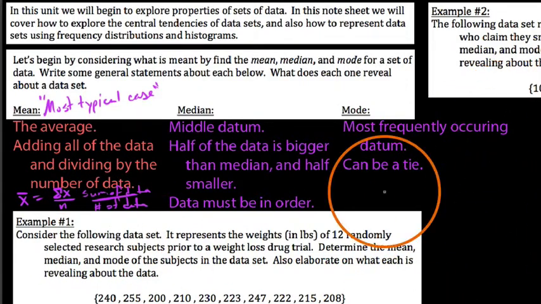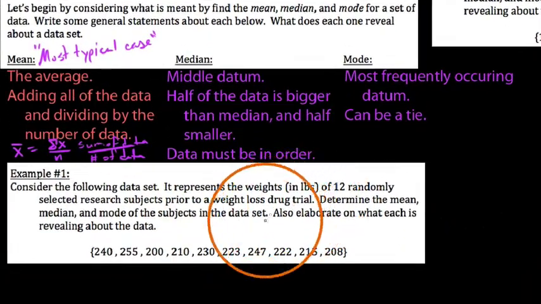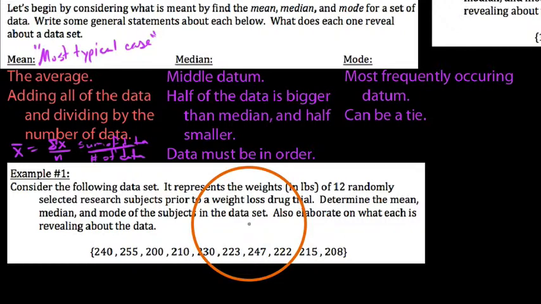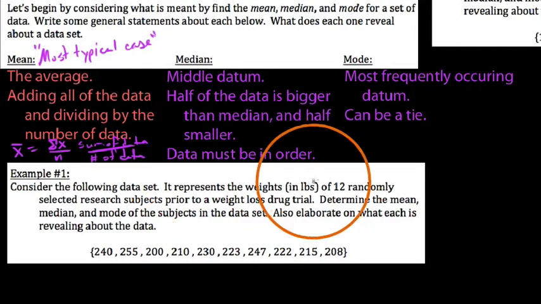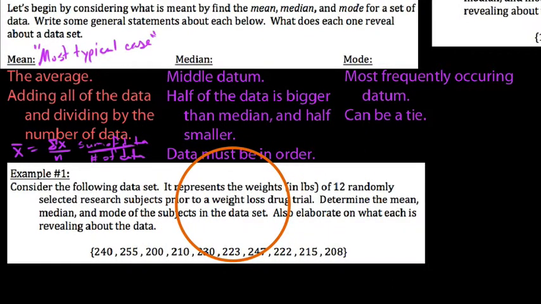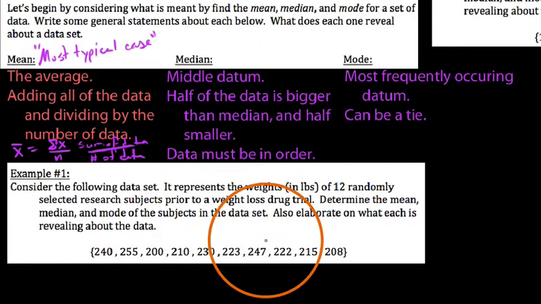So what I want to do is consider a couple of data sets here. I want to determine the mean, median, and mode for all the data in the data set. But I also want to elaborate on what each is actually revealing about the data set. You don't just want to find them, you want to tell what they mean. Considering the following data set, it represents the weights in pounds of 12 randomly selected research subjects prior to a weight loss drug trial. So we have all of these weights right here.